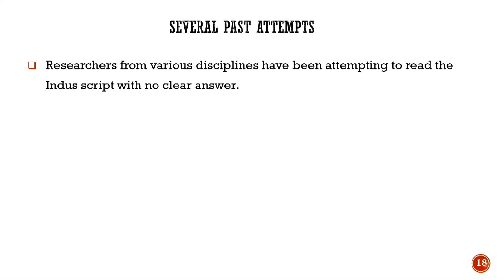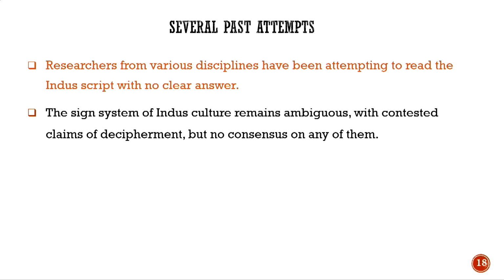The two major schools of thought are that one school thinks that this encodes a Dravidian, Proto-Dravidian language. Another school thinks that it probably encoded an Indo-European language. A group of scholars even said that it is not a script at all. And some people even try to associate it completely with numbers. But the bottom line is, the sign system of the Indus culture remains ambiguous, with contested claims of decipherment, but no consensus on any of them.